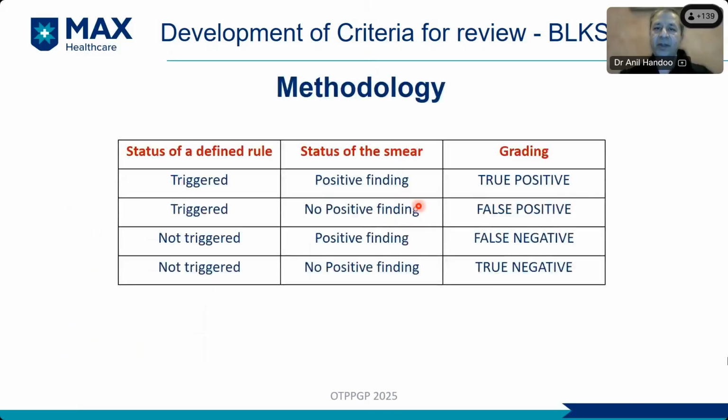So if we look at the methodology, what did we do? We looked at the defined rule and we looked at the status of the smear and we graded it. If a defined rule was triggered and the smear was also showing a positive finding, that means it was a true positive. If the rule was triggered but there was no positive finding, that means it was a false positive. If the rule was not triggered but there was a positive finding on the smear, it was a false negative. And if a defined rule was not triggered and there was no positive finding, that was a true negative. So basically a truth table was created using true positive, false positive, false negative, and true negative.